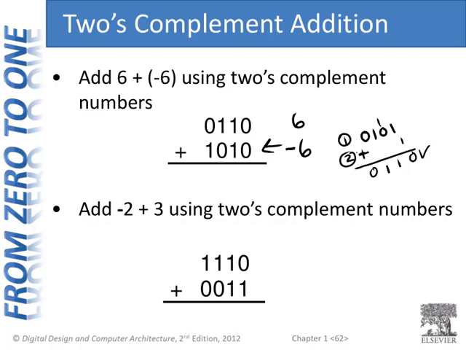6 minus 6. Sure hope to get 0. Let's see what happens. 0 plus 0, 0. So far, so good. 1 plus 1 is 2. 0, carry the 1. 1 plus 1 plus 0 is 2. Again, least significant bit is going to be 0, carry the 1. 1 plus 0 plus 1. Again, 2. 0, carry the 1.